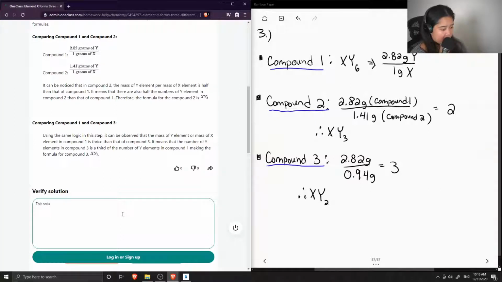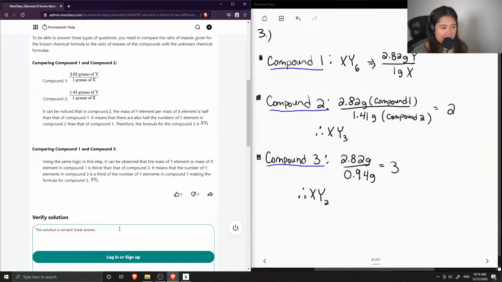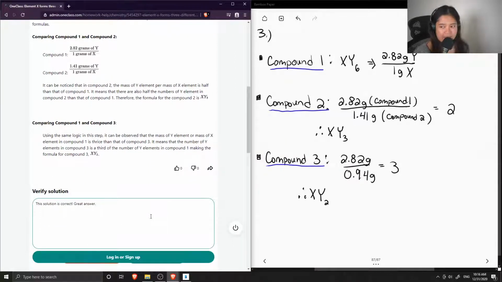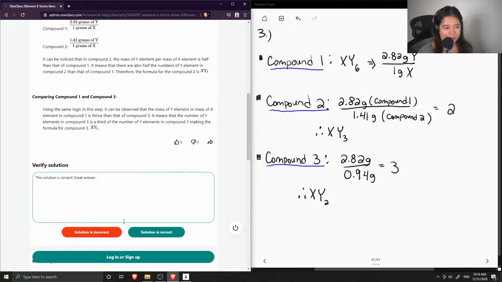Okay, so this solution is correct. It was pretty well explained, even though we have to use the words compound 1, compound 2, X and Y. Like it can sound confusing, but they did a pretty good job explaining it nonetheless.